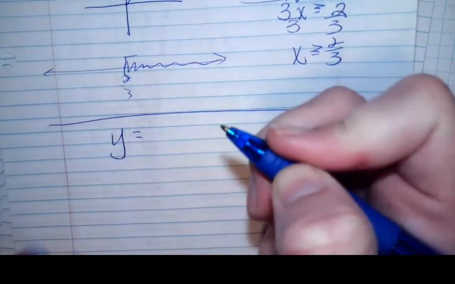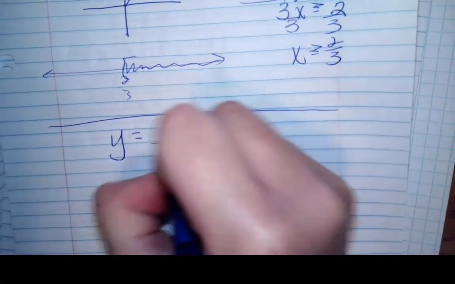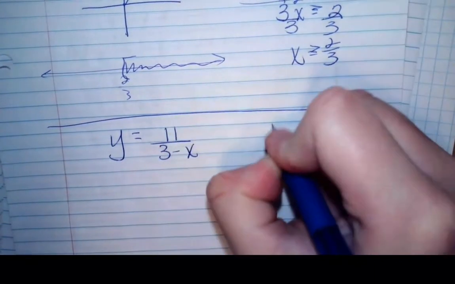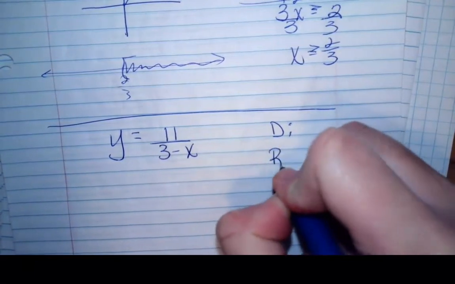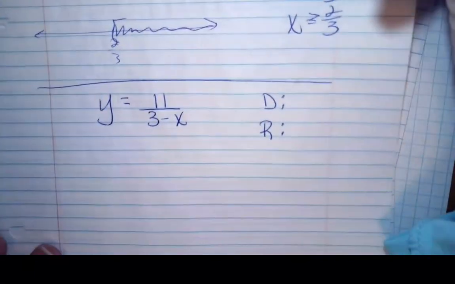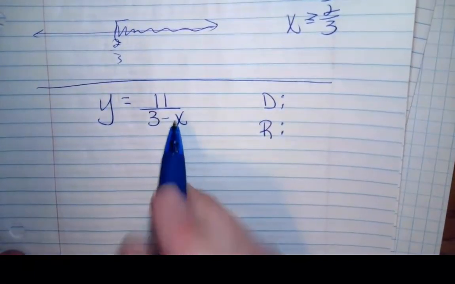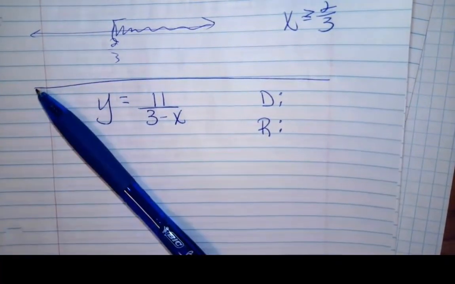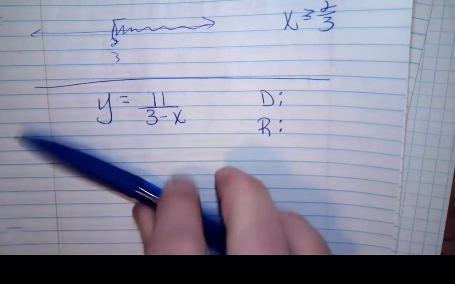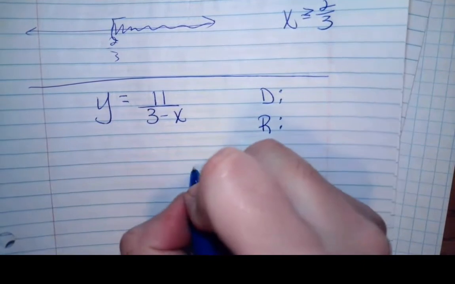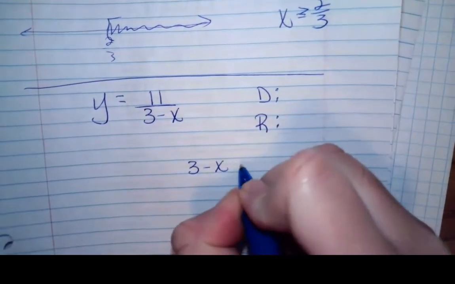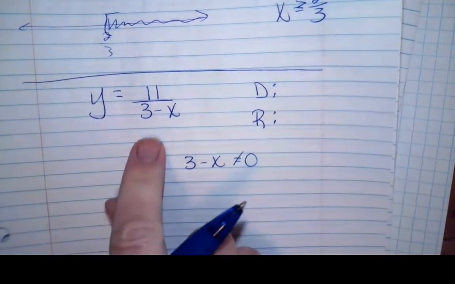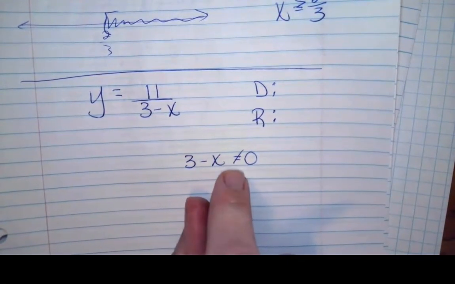So I've got y equals 11 over 3 minus x, and I need to know my domain and my range. All right, so my domain of any function for the purposes of college algebra is going to be all real numbers unless I see variables in denominators, which I do, or variables in radicals, which I don't. Your denominator cannot equal 0, okay?